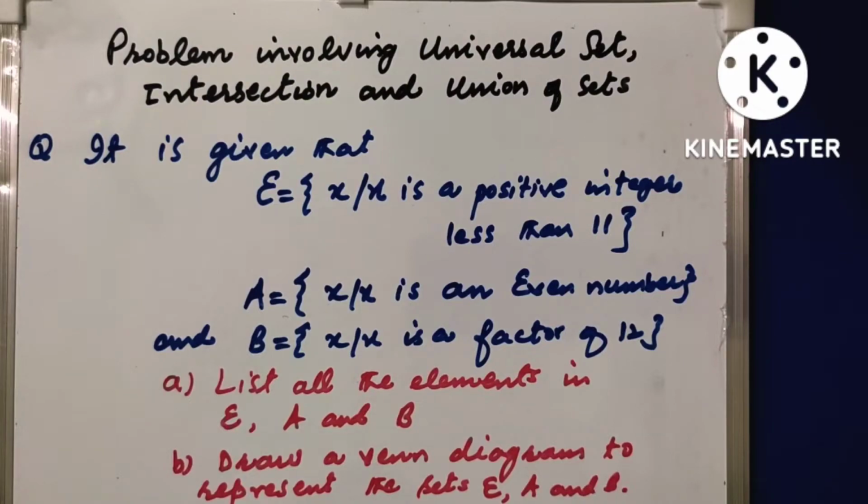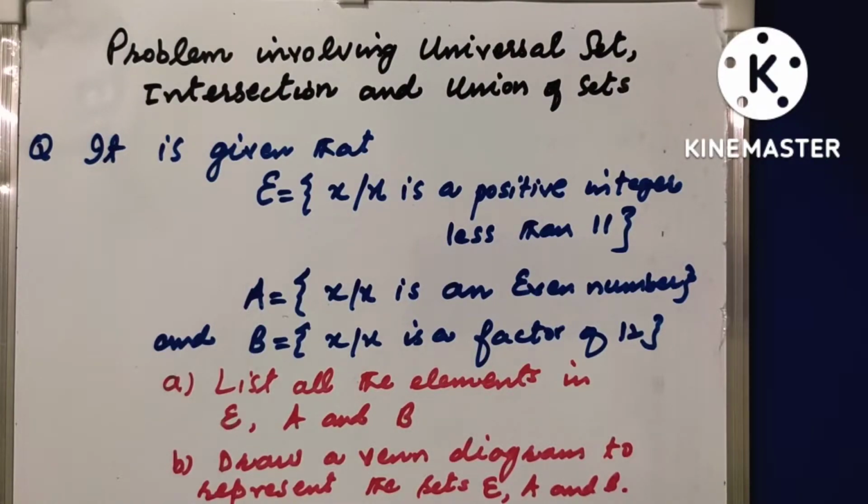Problem involving universal set, intersection and union of sets. So let us take one example. It is given that a universal set equals to x such that x is a positive integer less than 11. A equals to x such that x is an even number, and B equals to x such that x is a factor of 12. So list all the elements in universal set, A and B.